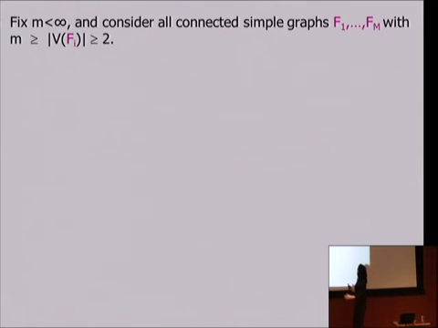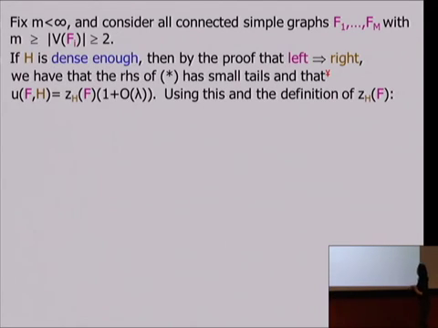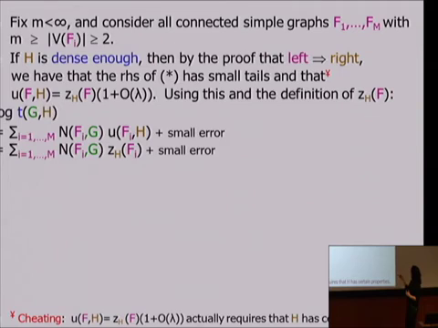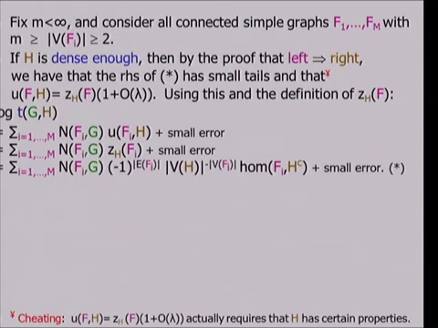Okay, so now let me look at all graphs F that have no more than M sites in them. So I have capital M of those. And if H is dense enough, then by the proof that we just went through, we know that the sum has small tails. We know this thing that I told you that we almost got. Here, I actually didn't quite prove this for you, and I'm in fact cheating because it requires that H has some extra properties, and the H's I choose will have those properties. And then I just use the definition of Z. Z is (-1)^E(F) times T of F and H complement, and here's T of F and H complement.